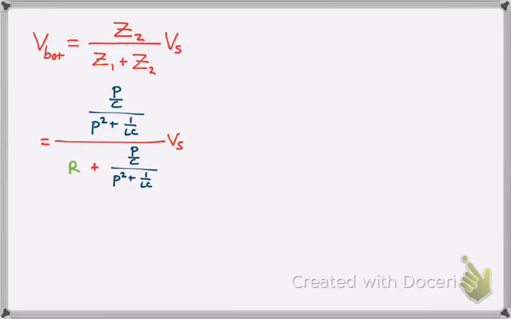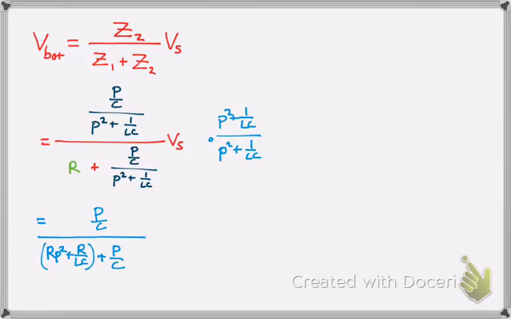Then we're going to simplify by doing similar algebra as before. We're going to multiply the top and bottom by p squared plus 1 over LC to get rid of the fractions in the numerator and denominator. And we got p over C in the numerator because the denominator cancels. Then we multiply R times p squared plus 1 over LC, the section in parentheses there, and the denominator for the second component is canceled by our simplification here.